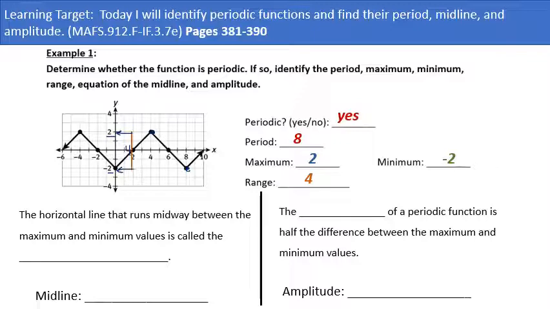Here's where things can get a little tricky. The horizontal line that runs midway between the maximum and minimum values is called the midline. All right, makes perfect sense. The key with the midline is, 1, it has to be directly in the middle of your periodic function. But 2, we're always going to ask you for the equation of a midline.